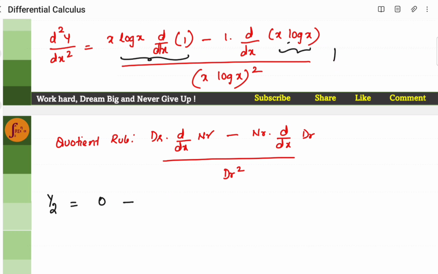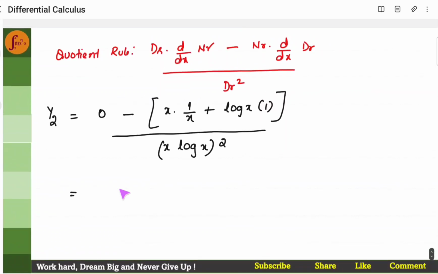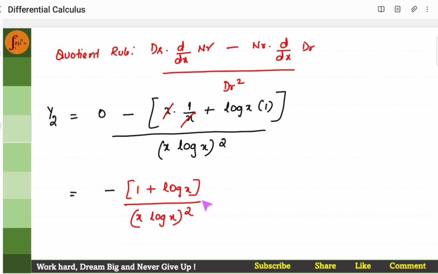Now I'll have to apply the product rule here, because there are two functions, x log x. What is the product rule? x into derivative of log x plus log x into derivative of the first function, which is x. What is the derivative of x? It's 1. By x log x the whole square. Now we'll simplify this. So we'll get minus, this will get cancelled. So I'll get minus 1 plus log x by x log x the whole square.